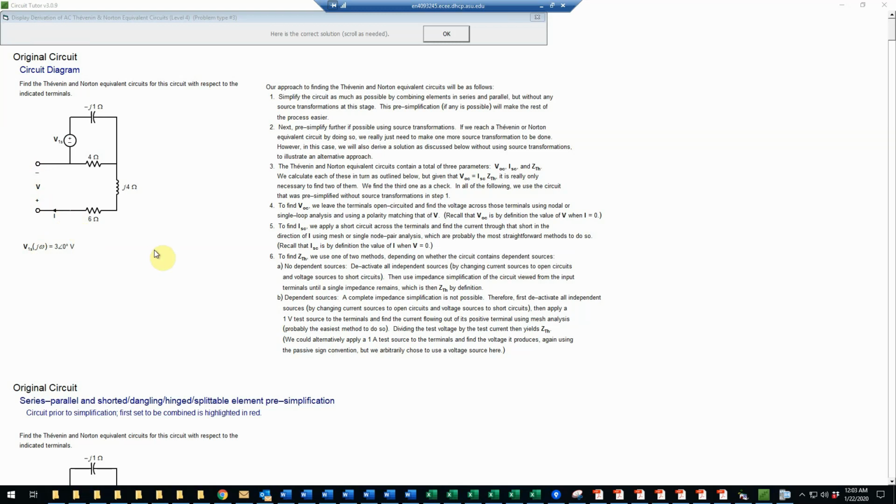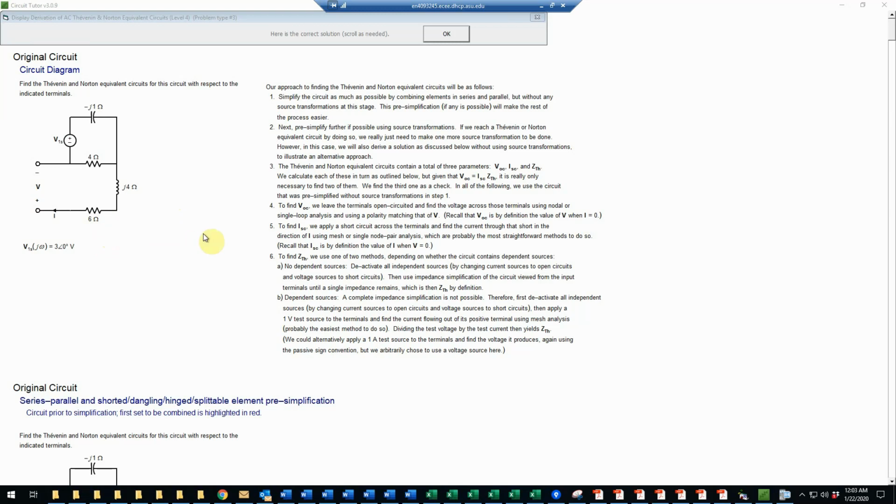So our goal is to take this circuit, which has 1, 2, 3, 4, 5 elements in this case, and convert that to a Thevenin and a Norton equivalent circuit, each of which will have only 2 elements, namely a voltage source in series with an impedance for the Thevenin case, or a current source in parallel with an impedance for the Norton case, the same impedance in both cases called Z Thevenin.